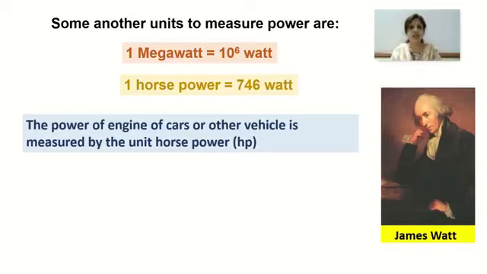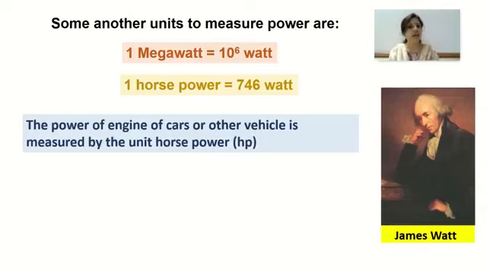James Watt took the credit. We can give the credit of the steam engine to James Watt. So he was the one who gave this relationship between horsepower and watt. 1 horsepower is 746 watt.